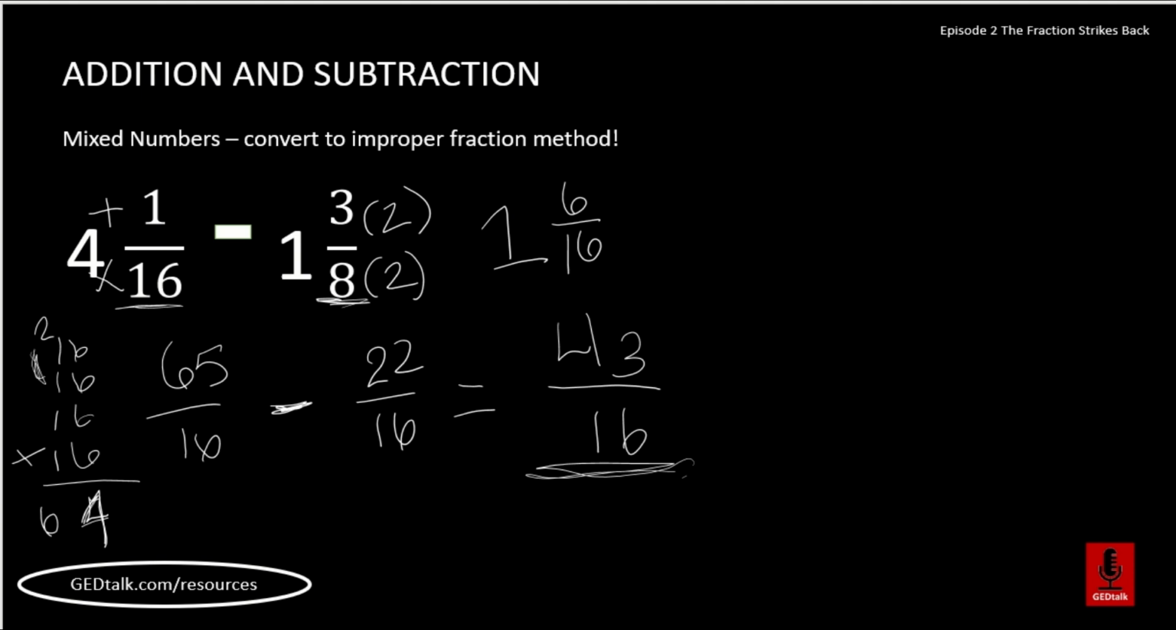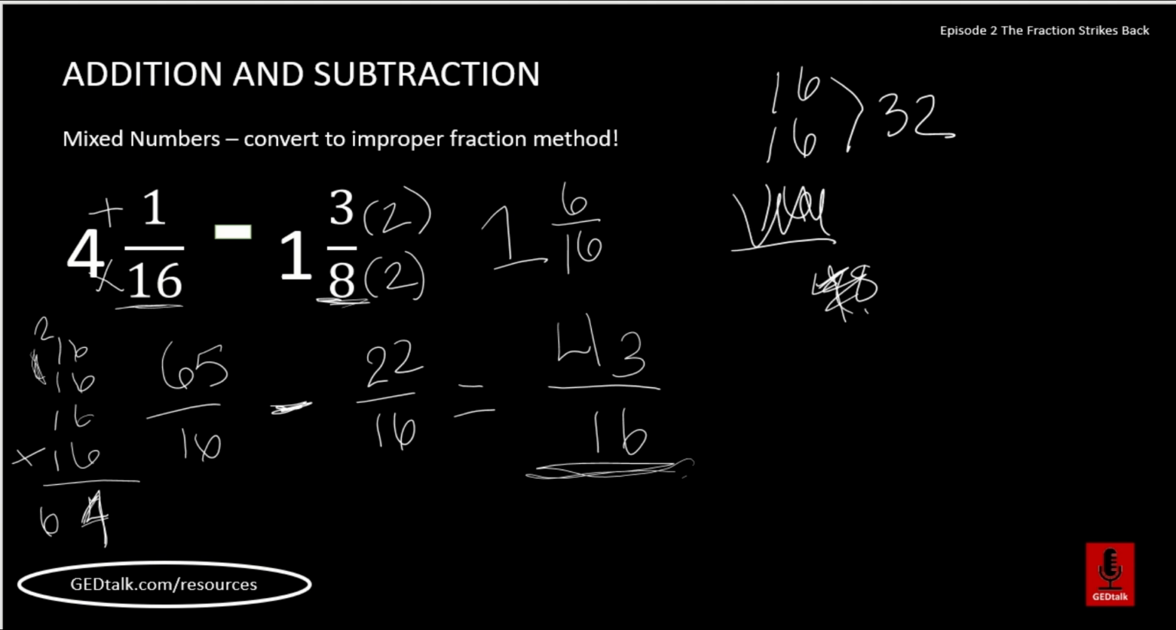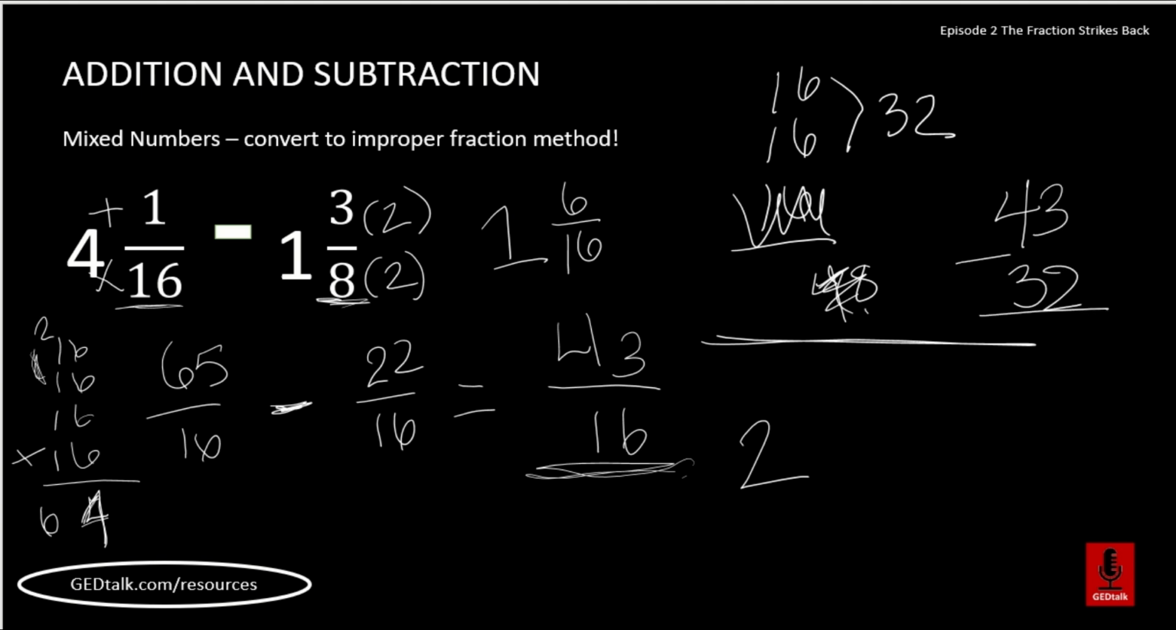Okay, so if I have 16, 16, 16, I know this is 32. Well, 32 plus another 16: 2 plus 6 is 8, 3 plus 1 is 4. Nope, 48 is too big. So I know that 16 can go into 43 two times. So I would do 43 minus 32, because that's 16 times 2.